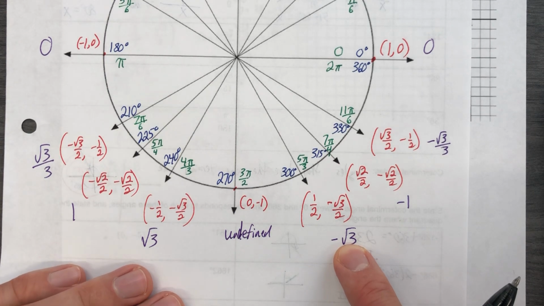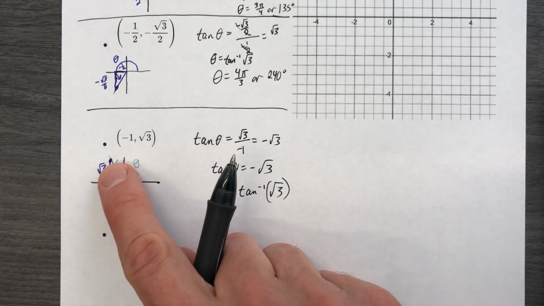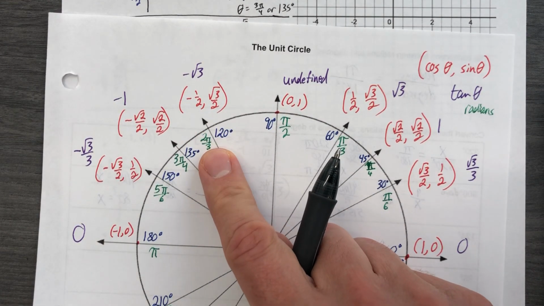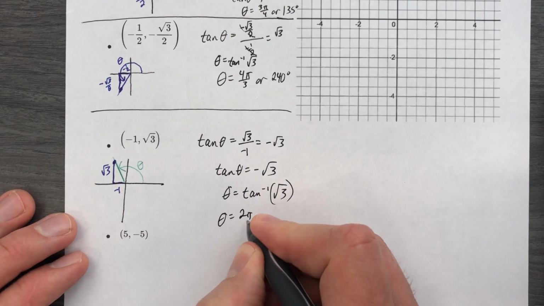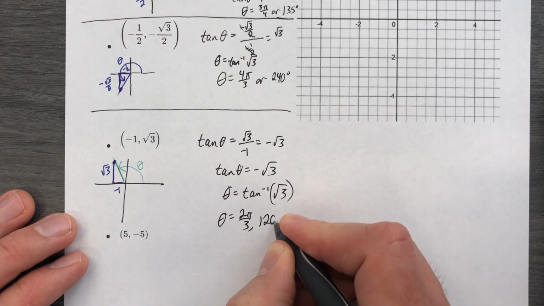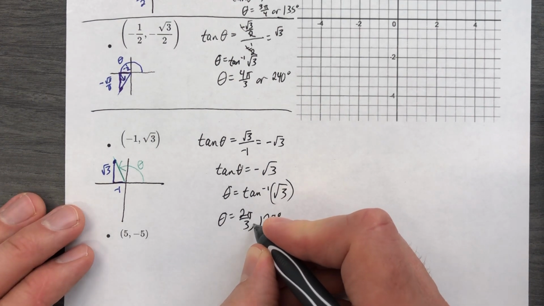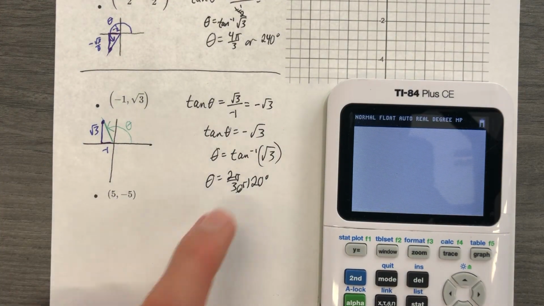But let's be realistic. We have the option of a couple answers, but not really because we already know the answers in quadrant 2. So here we go. 2 pi over 3 and 120 degrees. So my final answer is 2 pi over 3. Also could be 120 degrees. Either one of those. I should put the word or in between them. Or, there we go.